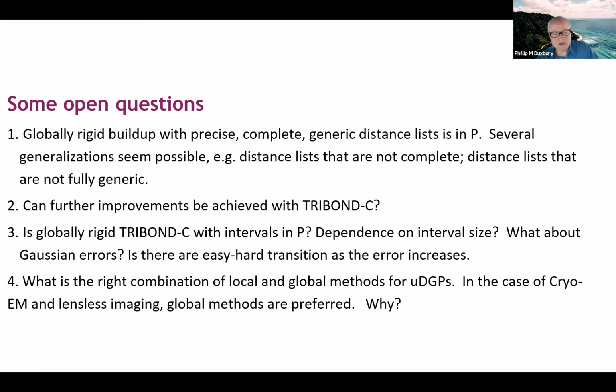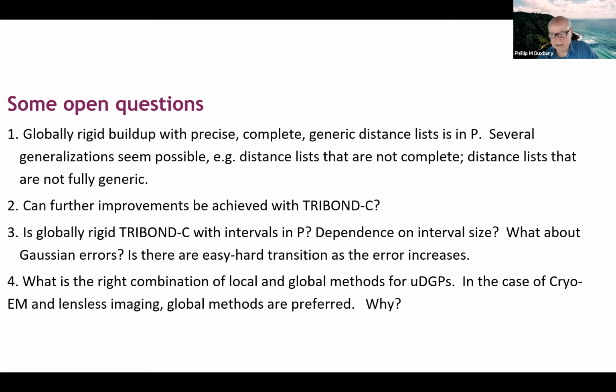There's a general question that I ask myself a lot, and that is, we know that these globally rigid buildup processes are in P. Okay, so now we start adding intervals. Does it immediately go to a hard computational problem, or is there an interval size at which that occurs, or is the interval size at which it occurs dependent on the size of the structure? I would think maybe it's the latter, but it may also depend on the number of edges we have beyond the number that is required for globally rigid buildup.